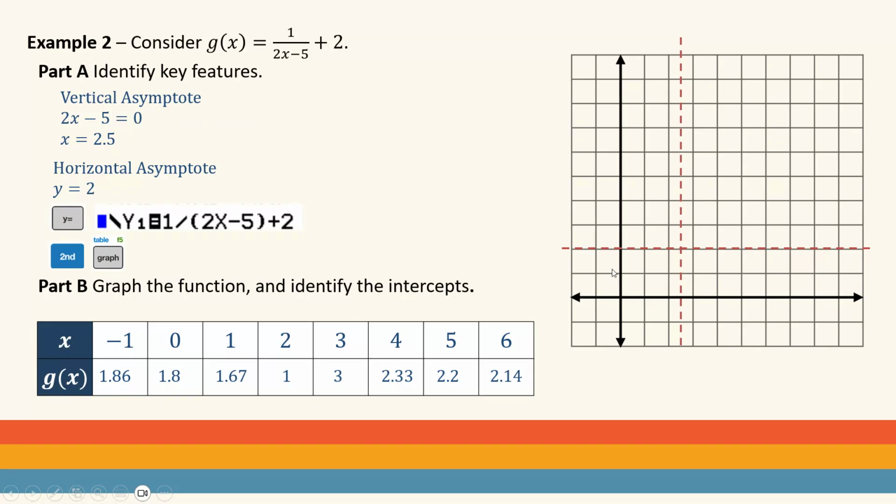So starting with -1, 1.86, and then 0, 1.8, 1, 1.67, 2, 1, and then 3, 3, 4, 2.33, 5, 2.2. So notice it's just getting closer and closer to 2 because that's our horizontal asymptote, but it would never quite get there. So then we have to draw our hyperbola shape. The asymptotes basically divide this into 2 separate curves.